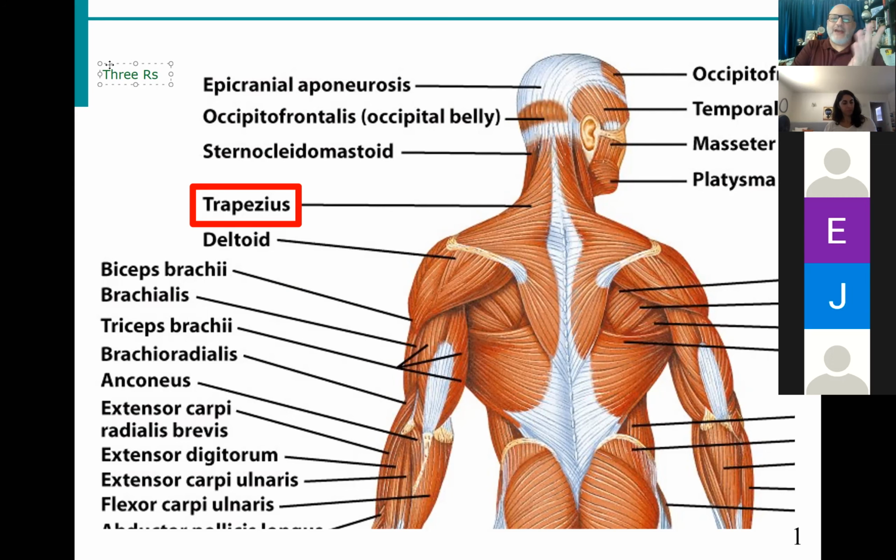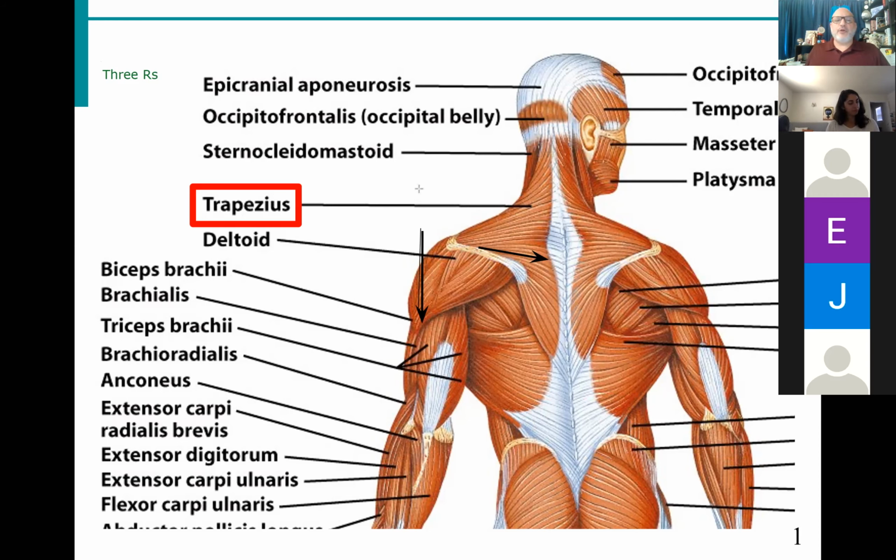However, here we have the 3 R's of the trapezius, right? R1 is to elevate or raise the scapula, brings the scapula up. R2 is retract. Remember, retract means to bring back. Now, remember also, as we talked about, when you're bringing the scapula back, you are also pulling it towards the midline. So we could also use adduct for that as well.